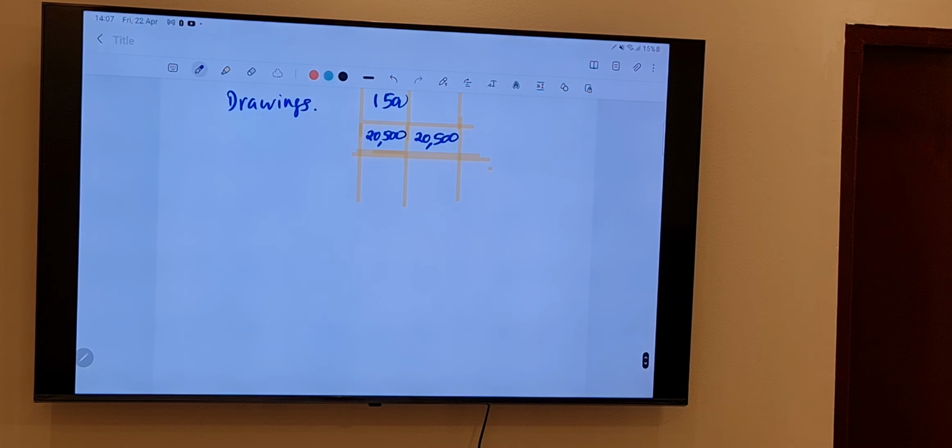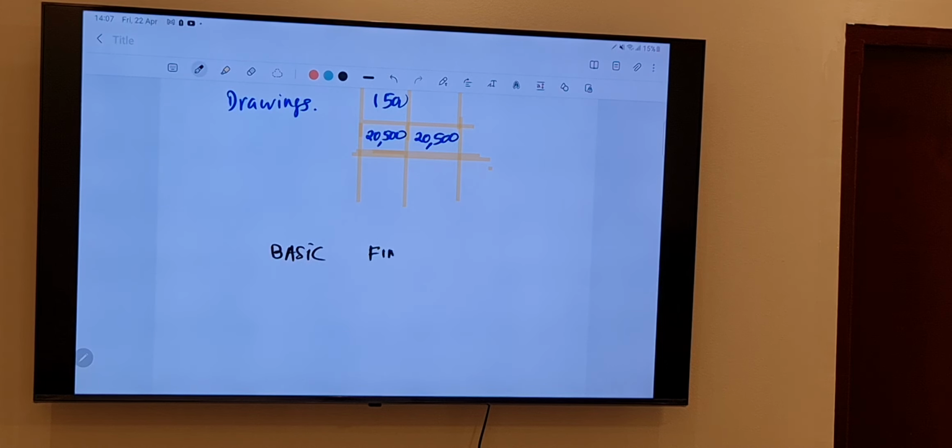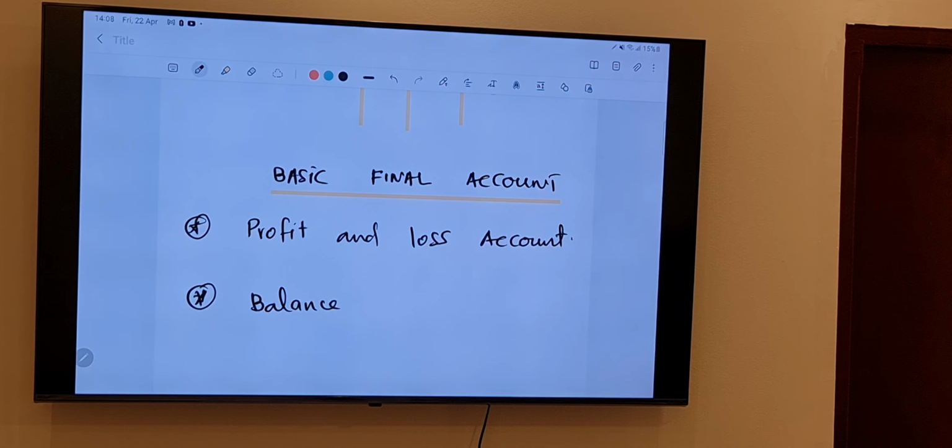A basic final account will have two sections. One is the profit and loss account. Number two, the second one, the balance sheet. Actually, now we have different new names, but as of now, I am not using those. So, the old names I am using: profit and loss account and balance sheet.